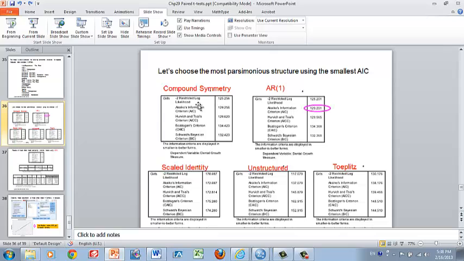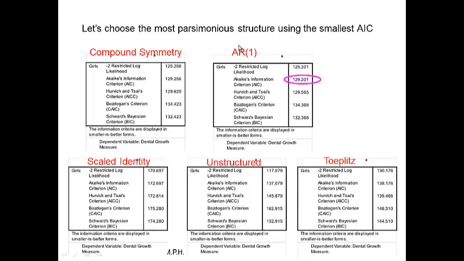So I repeat this with the three others: compound symmetry, scaled identity, and Toeplitz. Then let's compare. It looks like AR1, first-order auto-regressive, is giving the smallest AIC. Compound symmetry is the second smallest, third smallest is unstructured, fourth is Toeplitz, and the worst one is scaled identity. Data are repeated, so you would not assume scaled identity. Scaled identity means data are all independent, so that's obviously the wrong choice.